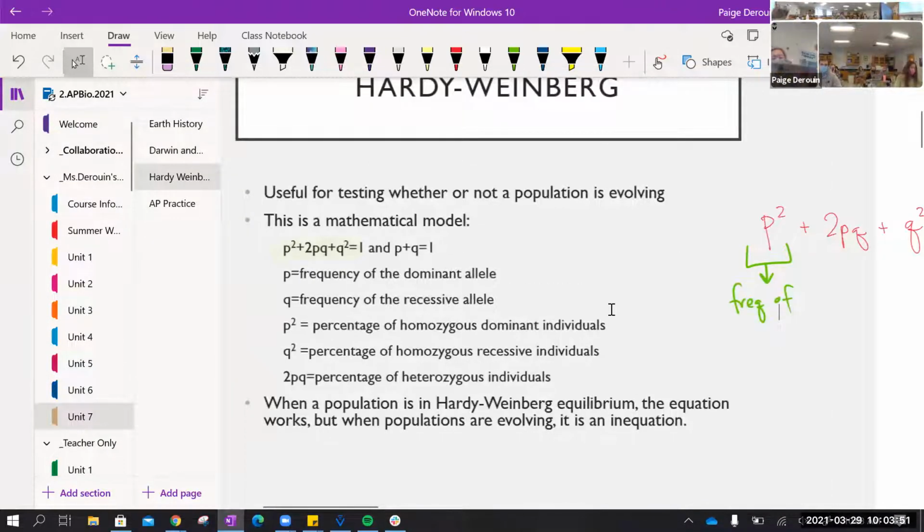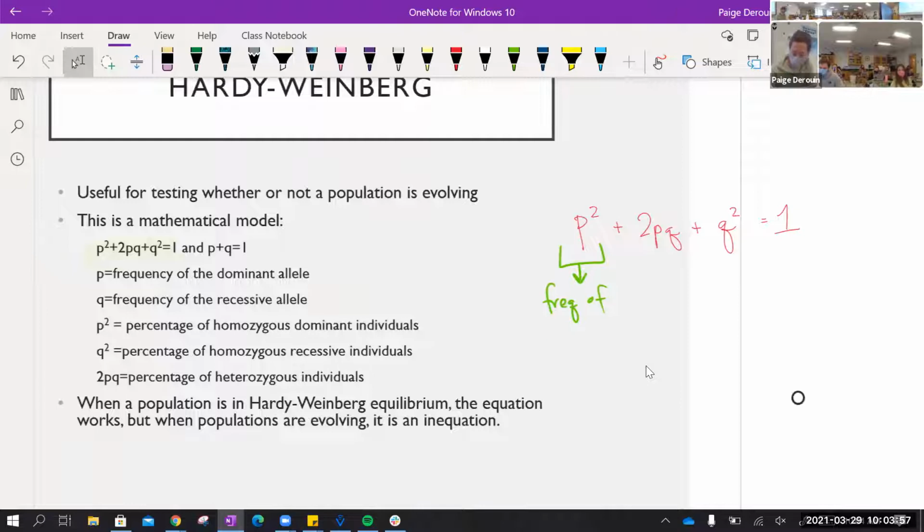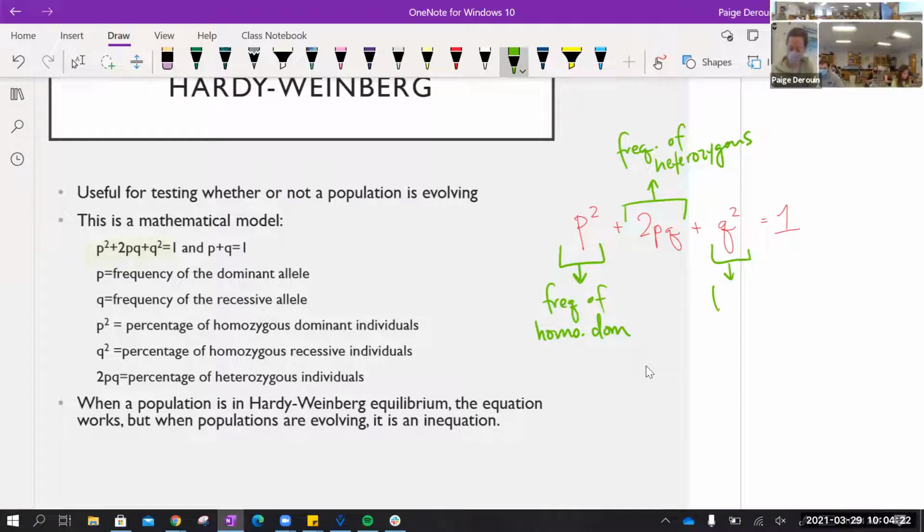All right, so back to this. P squared is the frequency of homozygous dominant. 2PQ is your frequency of heterozygous individuals, which literally means 2 times P times Q. I think you know that. And then Q squared is your frequency of homozygous recessive. Now, all of these numbers, when you add them together, should equal 1.